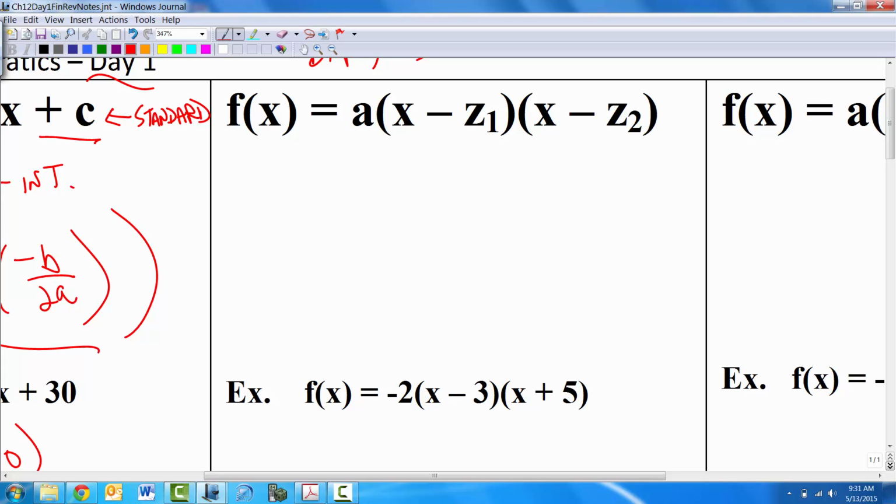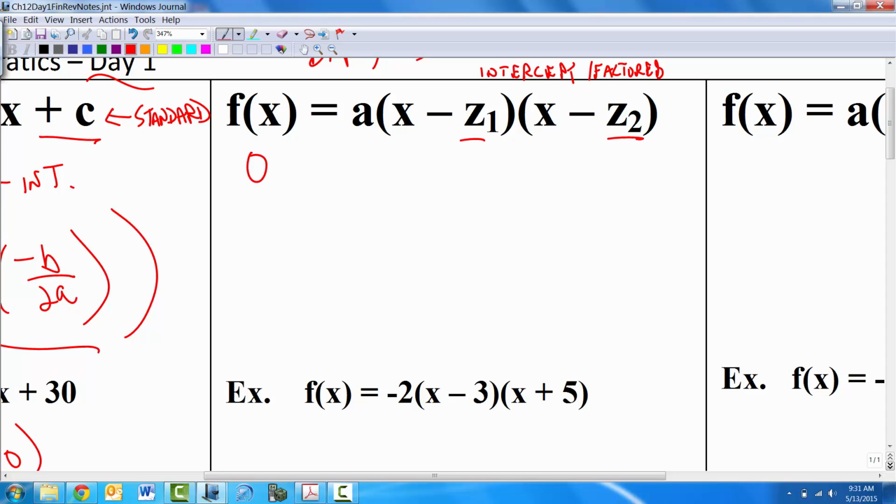This form is called intercept form or factored form. Intercept or factored form. All right, and the reason it's called intercept form is because the x-intercepts are staring you in the face.